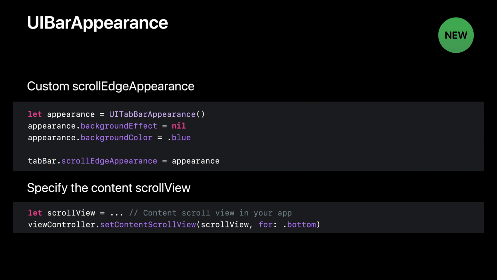Additionally, it is possible UIKit won't be able to infer the proper scroll view for observation when performing the new scroll edge appearance transitions. To directly specify the scroll view, we've added a new function on UIViewController, setContentScrollView for edge. Look at all your bars. Make sure the appearance is what you expect. Be sure to check anywhere you've done something special. It might need extra attention.